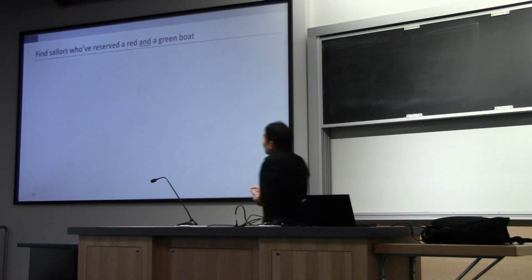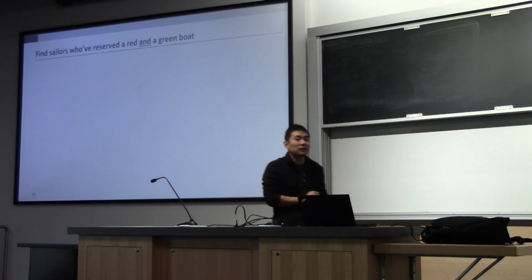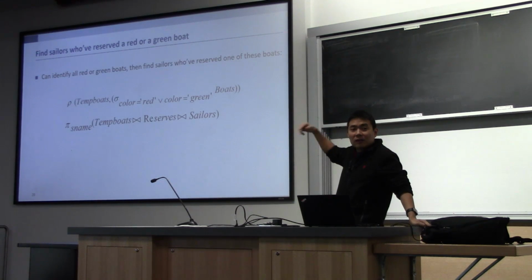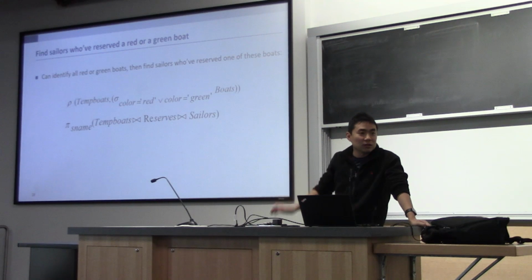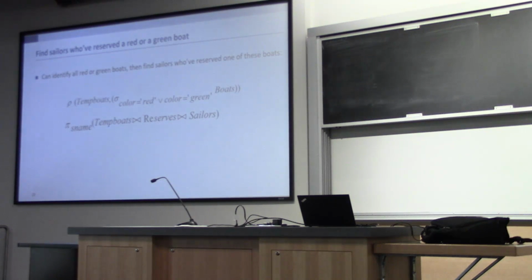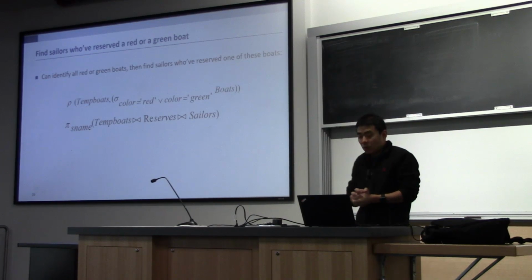Okay, now find the sailors who reserve a red and a green color boat. How do we do this? Since red or green color boat uses or, it is a hint to say that for red and green color boat, we just change this condition to and. Obviously, no. If you use and, there are no boats in temp boats. There are no boats colored both red and green. Impossible, right? Each boat is colored either red or green. You cannot tell me, oh, this is red and green. It's impossible, right? So what do we do?